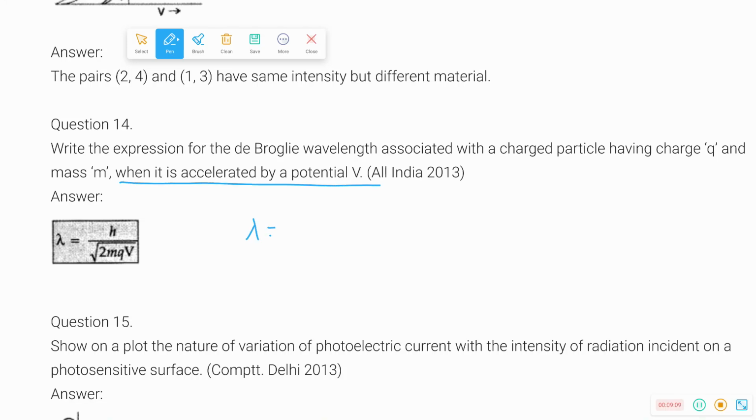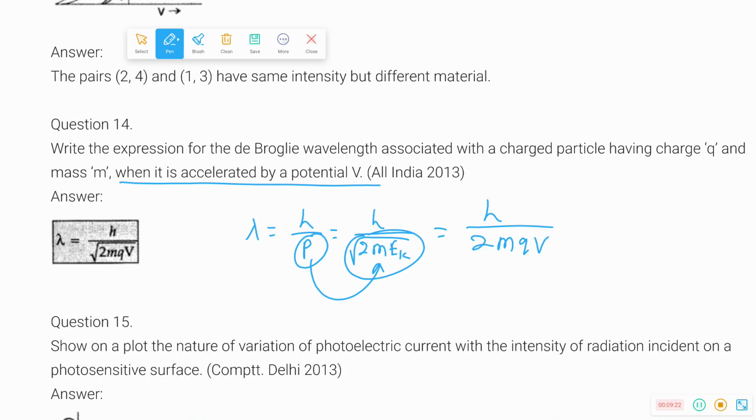Now see, directly you know this one: lambda equal to h by p, lambda equal to h by root 2m EK, because momentum can be written like this, and kinetic energy is nothing but charge into potential. So 2m q V, that's it. So wavelength equal to h by root under 2mqV. Yes or no? So be careful about mass, charge and potential, all three are there. Instead of EK we are substituting this qV, because kinetic energy is charge into potential.